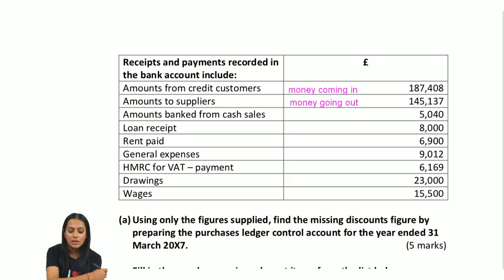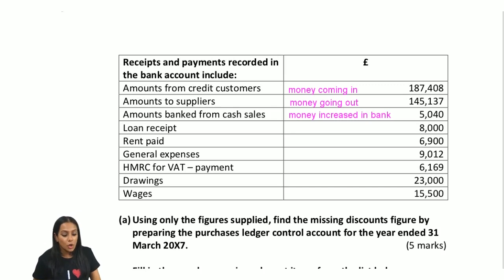If the money is going out, this will reduce the bank balance, but it also reduces the amount that you owe your supplier. So it's all about perspective, ladies and gentlemen. Amounts banked from cash sales. So amounts banked from cash sales, this is money increased in bank. So the amounts of money that you took from your cash in hand, you put that into your deposit account. We represent that as amounts being banked.